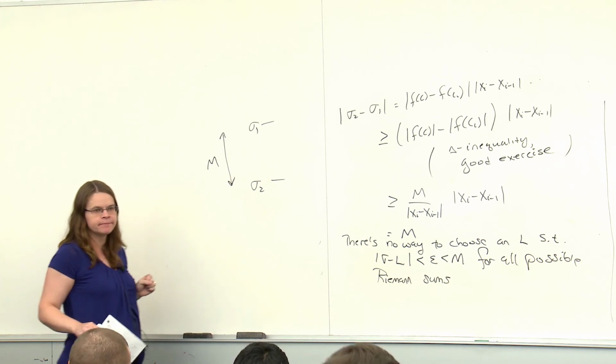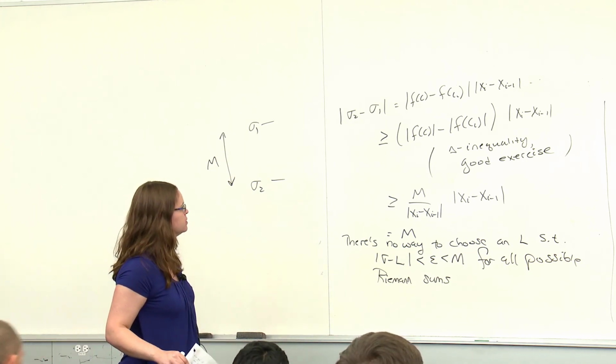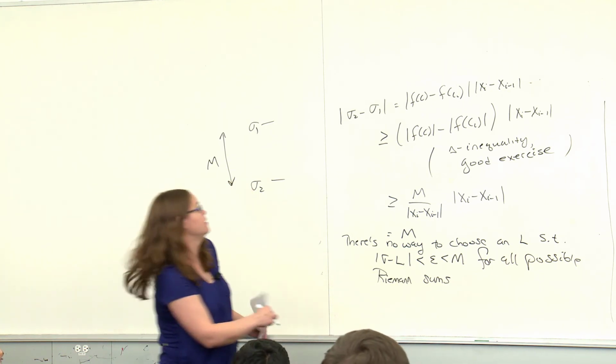Yeah? Should it be m over 2? Where's an m over 2? Like instead of m there. Because you could pick the midpoint. Less than m over 2, sure.